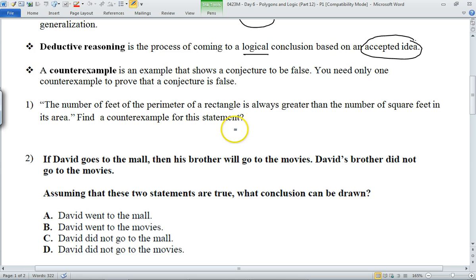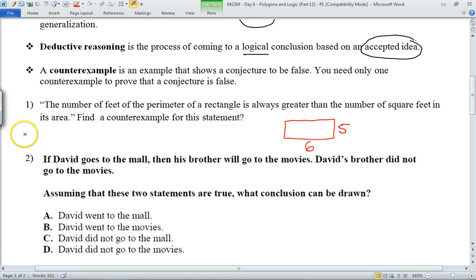So did anybody find a counterexample? We're talking about a rectangle, okay? So I need the dimensions of a rectangle. Give me length and width. That would be a counterexample to this problem. Okay, Andrea says 6 by 5. Okay, let's see if this is an example that proves the statement false. That would make this a counterexample.